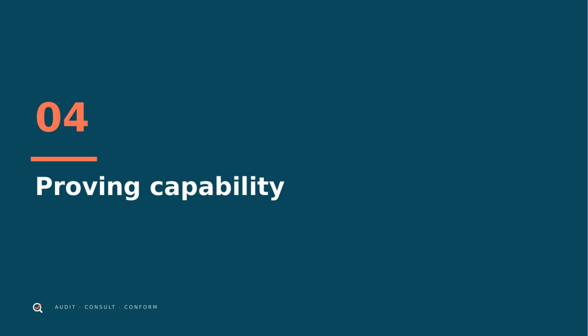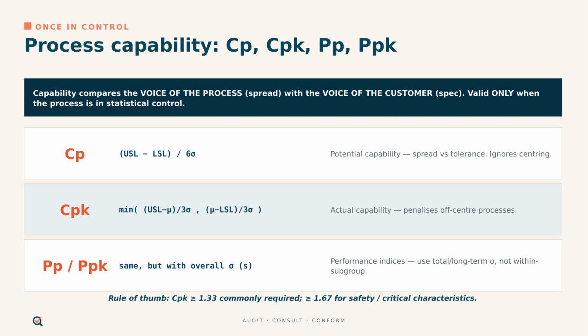Once your process is stable, you can finally answer the question the customer really cares about. Is it capable? Capability compares the voice of the process, its spread, with the voice of the customer, the specification. And it's only valid when the process is in statistical control. Keep that in your back pocket.